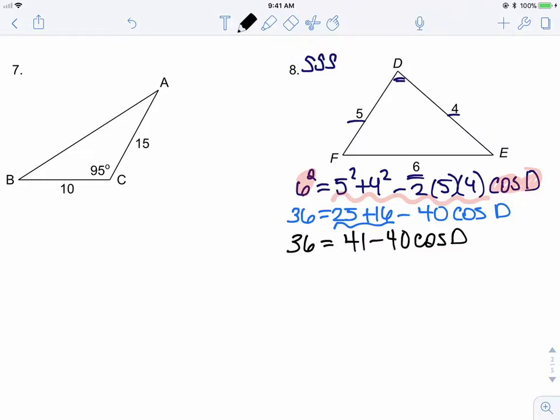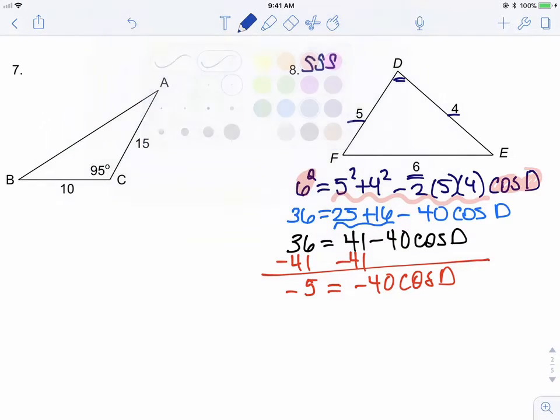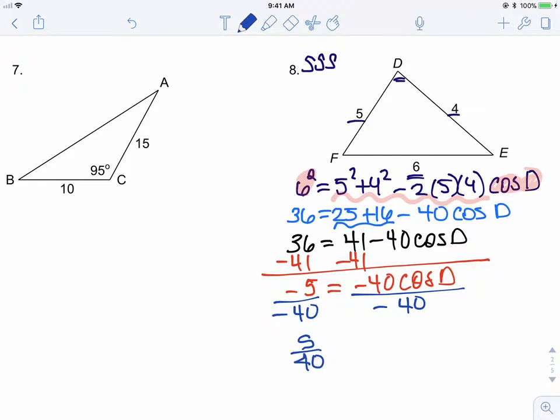But we can take this 41 to the other side, because those are like terms. So on this side, we end up with, what's that? That is a negative 5. And that's going to equal our negative 40 cosine of D. Okay, we need to get cosine D by itself, so we're going to not subtract, we're going to divide by negative 40. So we end up with 5 over 40, because a negative and negative is positive, is your cosine of D.